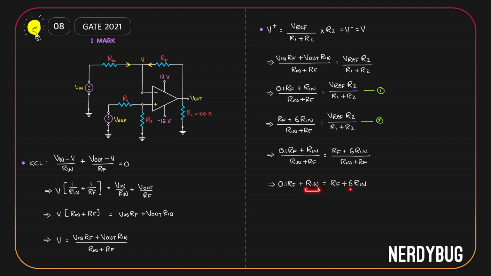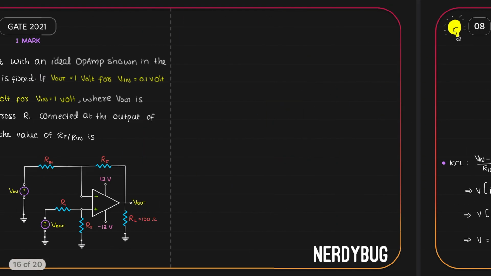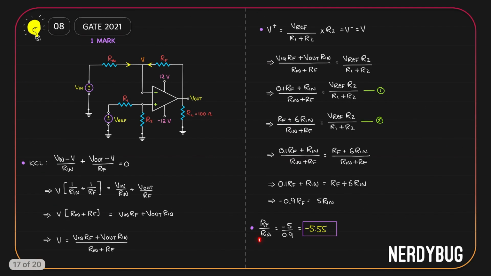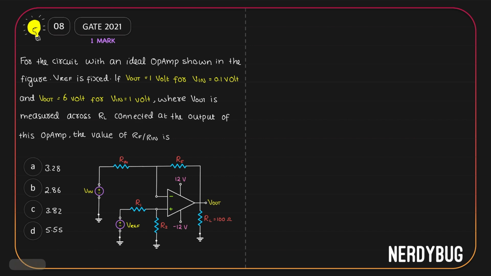Taking both Rin terms on one side and the Rf terms on the other side, we get minus 0.9 Rf is 5 Rin. So Rf by Rin becomes minus 5 by 0.9, which is negative 5.55. But all of the options given are positive, which they should be, because what we are finding is the ratio of resistances. It cannot be negative. So we have to say none of the options are correct.